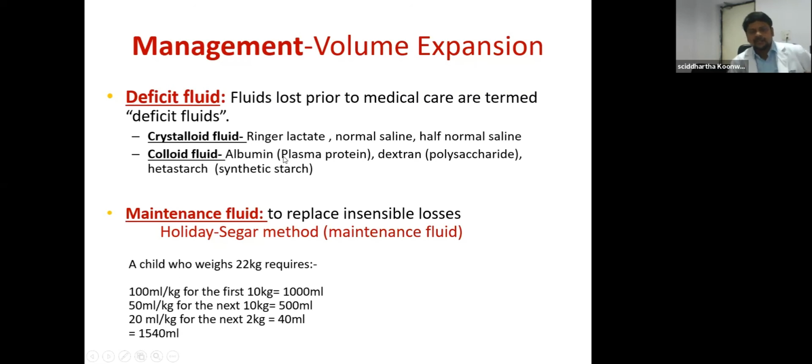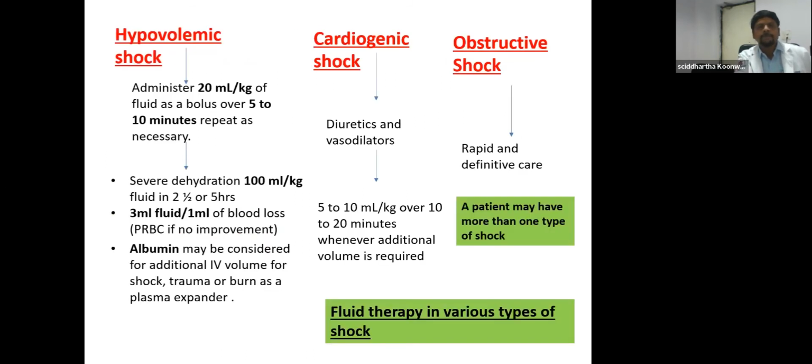Ringer lactate, normal saline or half normal saline could be used as a crystalloid fluid. Colloid fluid could be either albumin, dextran, and hydroxyethyl starch. Maintenance fluid is to be given to replace any insensible water loss. Holliday-Segar method we already know.